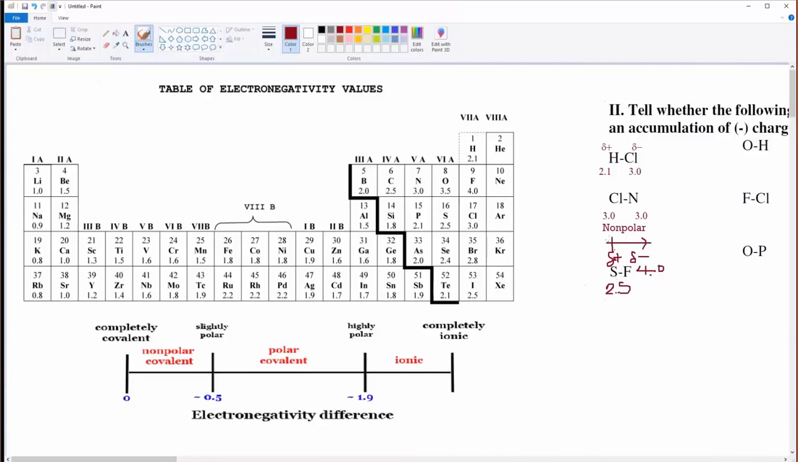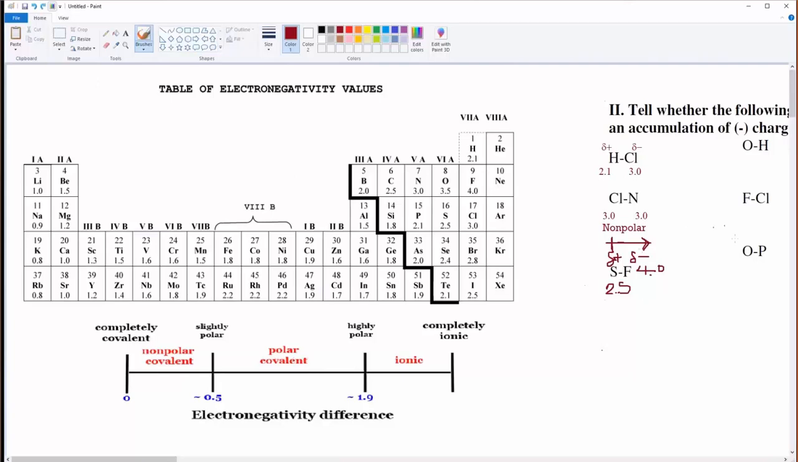Okay, so I can put this little vector arrow here showing the positive end, and then it's pulling towards the negative end. The delta plus always goes to the lesser value, and the larger value always gets the delta minus. That's right, so you get the difference. So 4.0 minus 2.5 is 1.5, and then you say, okay, where am I on this little chart? 1.5 is going to be like here, so that would be in the polar covalent range. Just like that.